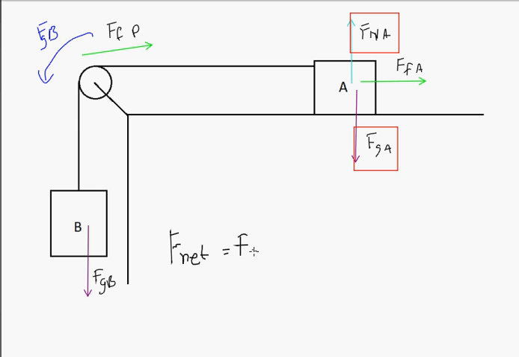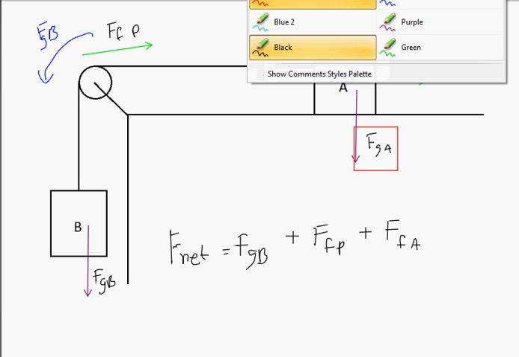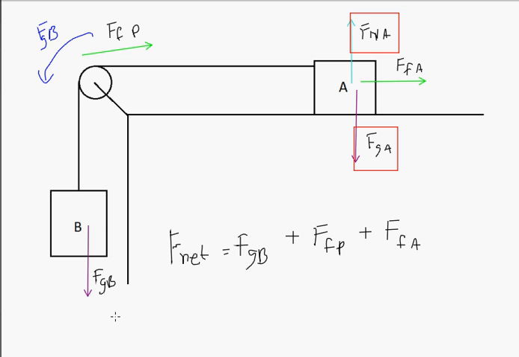F net is going to equal FGB plus our FFP plus our FFA. Now FFA is from sliding across the surface, and FFP is the friction within the pulley. One thing to remember, guys: let's say we had values here for these. Let's say this is going to be 10 newtons, it's negative, it goes down. And let's say this is going to be 6 newtons, and this is going to be 4 newtons.